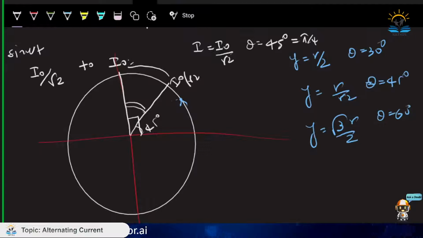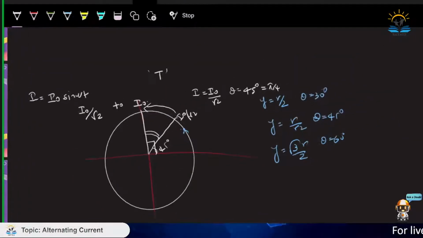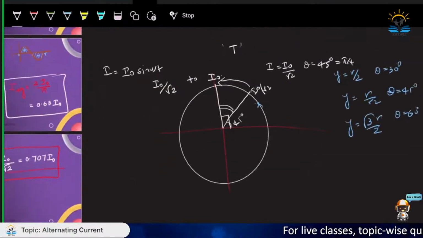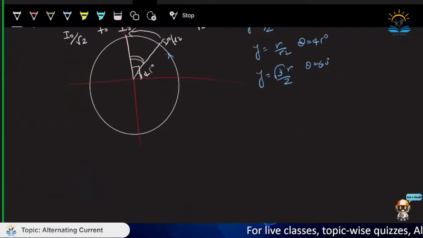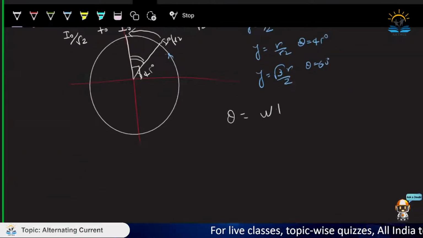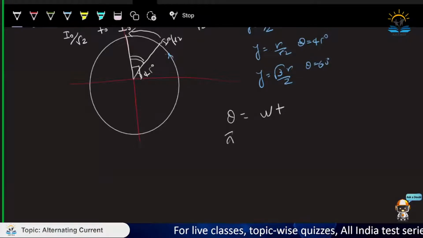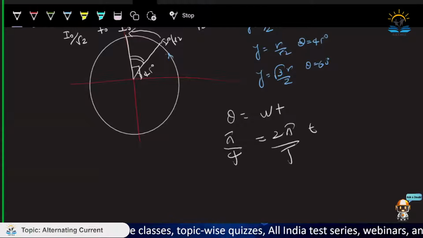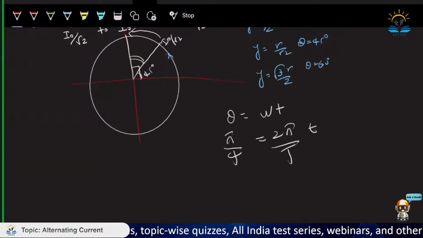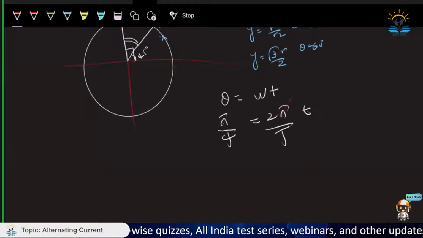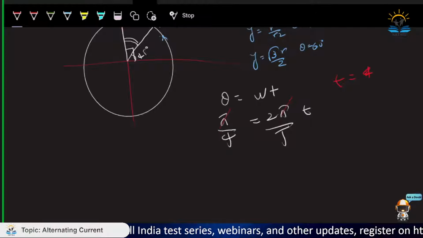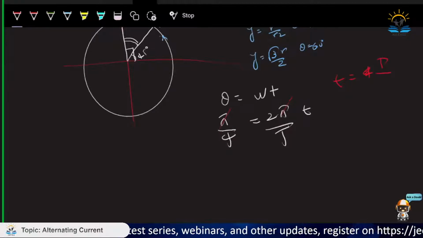So we have to find this time interval for the current going from I0 by root 2 to I naught. That is the time taken to travel a pi by 4 angle. Easy. We know theta equals omega t, and here the rotated angle is pi by 4. Omega is 2 pi by T, and we have to find the small t. We can cancel pi, and we will get t equal to T by 8.